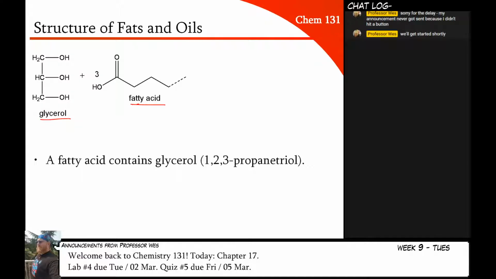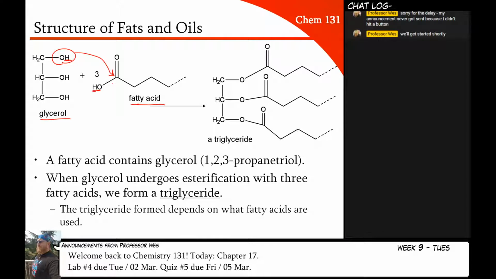If I have glycerol and I use one of the hydroxide groups to form an ester linkage, then I will make water. There's my water right here, those two. And I will turn the fatty acid into an ester. Now, if I do this 3 times with all of the alcohol groups, I get a triglyceride. The tri part means that there are 3 fatty acids on there.